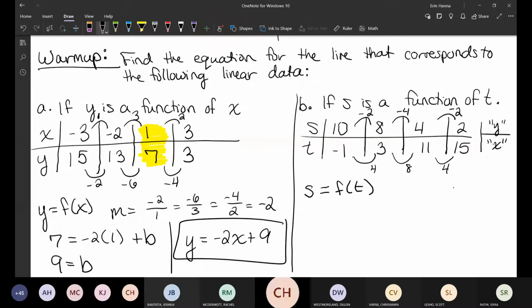So our slope here, since we need our change in quote-unquote y's over change in quote-unquote x's, this would result in a change in s over change in t. So we'd be looking at -2 over 4 or -4 over 8, which would both reduce to -1/2.